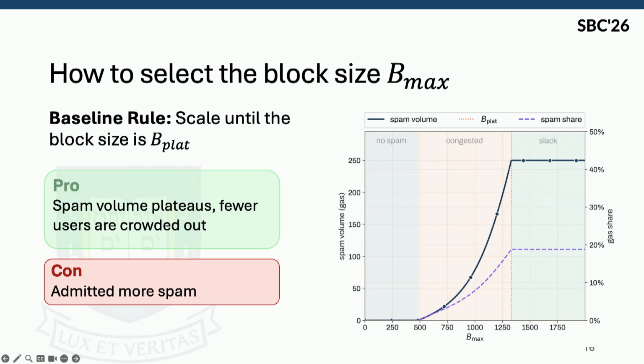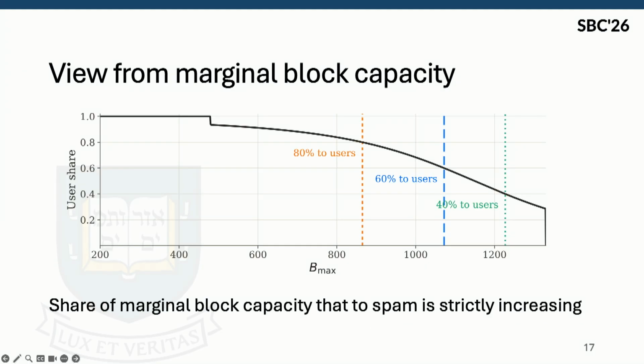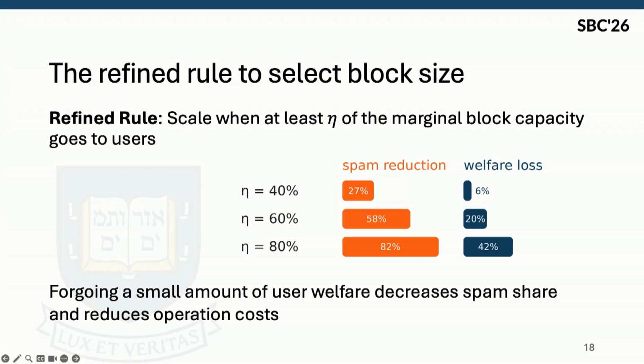To know what the better rule may look like, we look into how much of the marginal block capacity goes to the user transactions and the spam transactions. This figure plots the share of the marginal block capacity, and the share that goes to spam is strictly increasing as the block size increases. So by this, we can design a refined rule to select the block size. This is to scale as long as at least eta of the marginal block capacity goes to users.